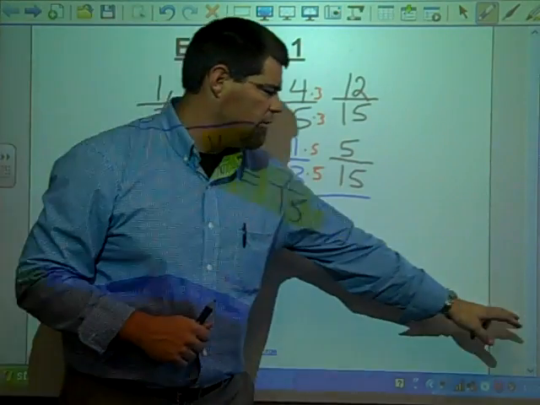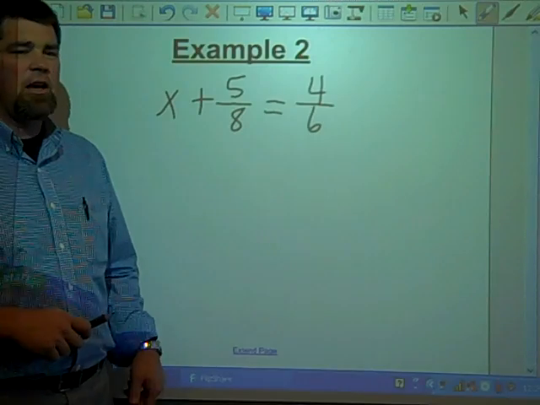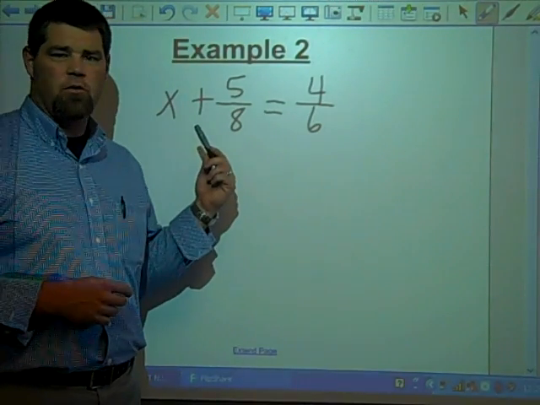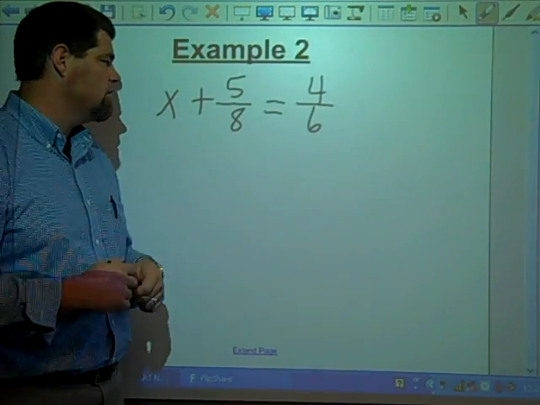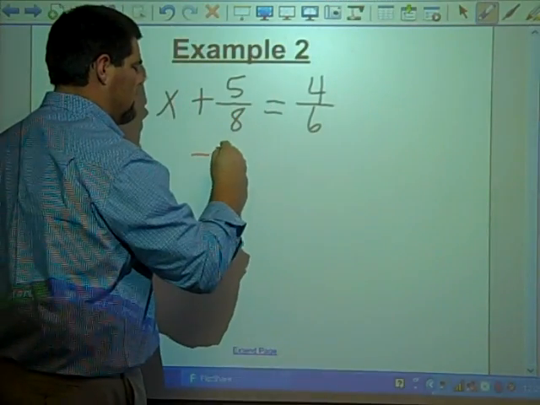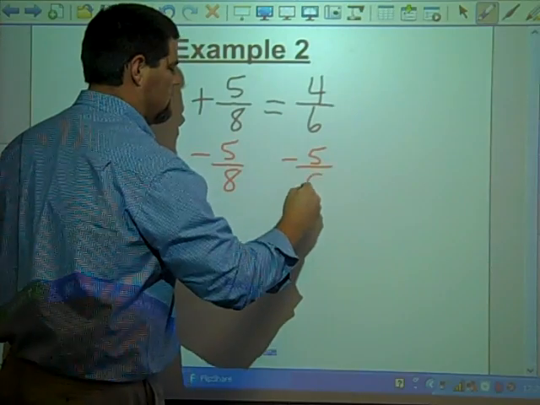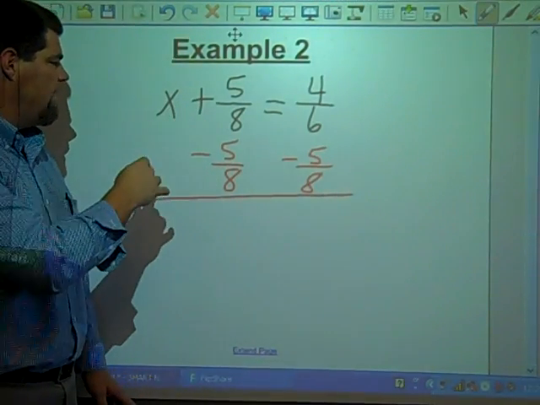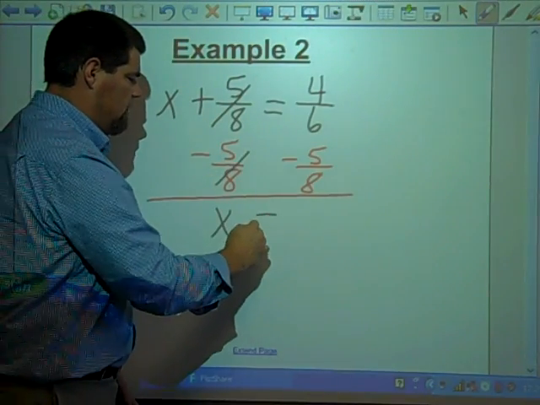Let's do another example. Example number 2. x plus 5/8 equals 4/6. Here again, we want to get the variable x by itself. So this is a positive 5/8. So to get rid of it, we're going to subtract 5/8 from both sides. Okay, positive 5/8 minus 5/8, those cancel because it gives me 0, leaving x equals.